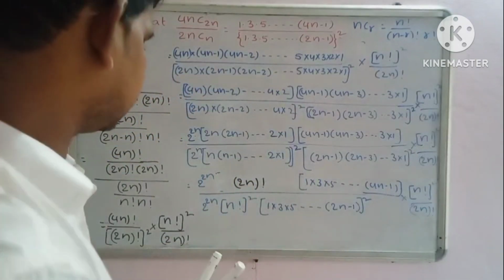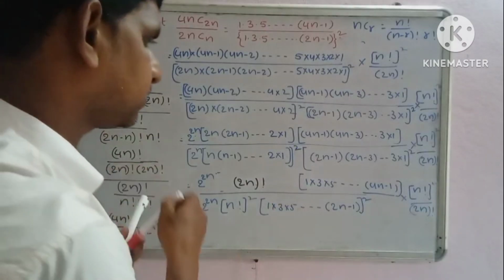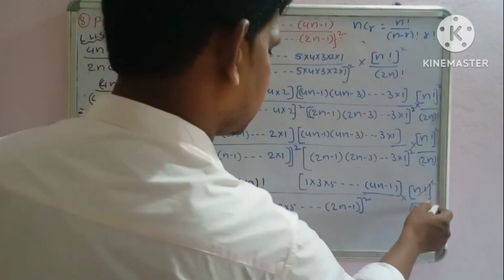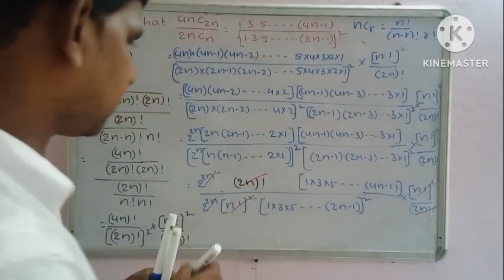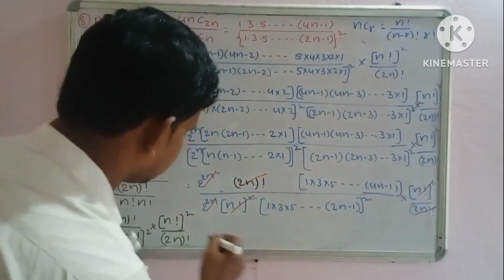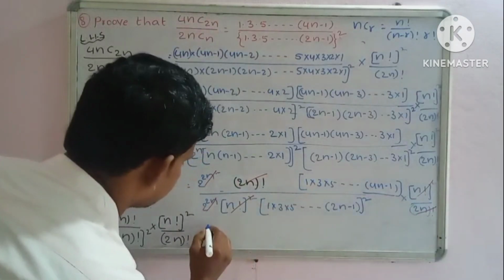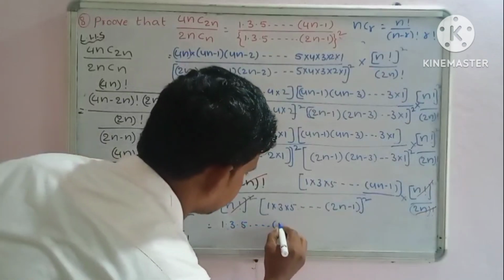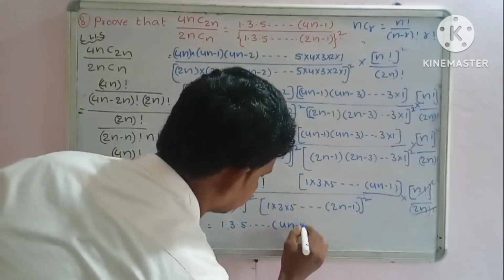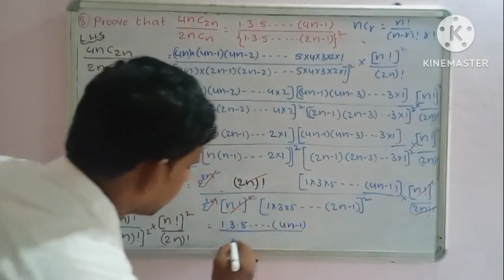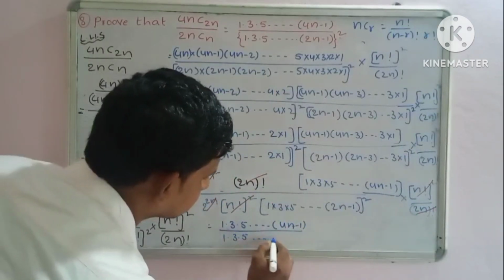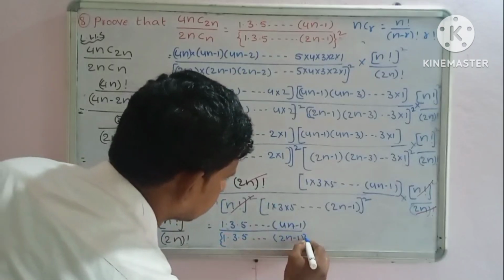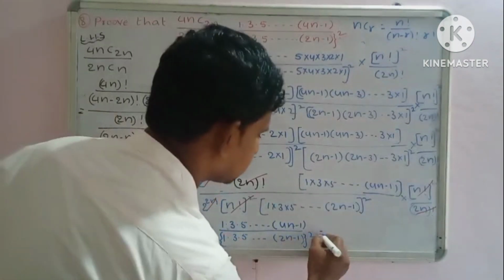Okay, now see, 2 power 2n gets cancelled. So n factorial whole square cancels. 2n factorial cancels. Still, what is the final term? So 1 into 3 into 5 into so on 4n minus 1, by 1 into 3 into 5 into so on 2n minus 1, whole square, which equals RHS.